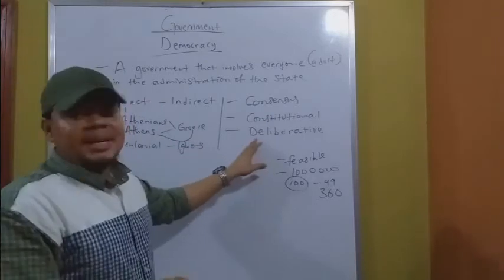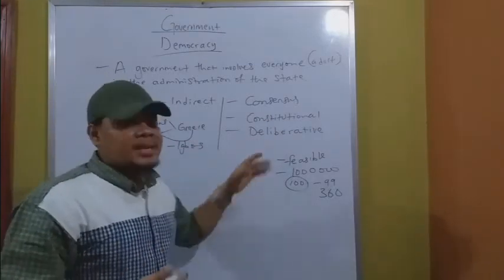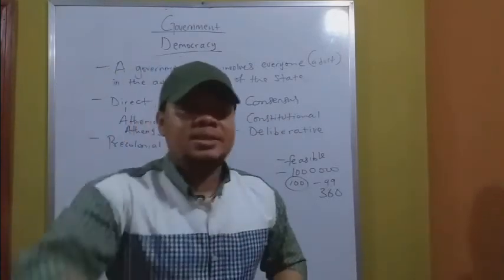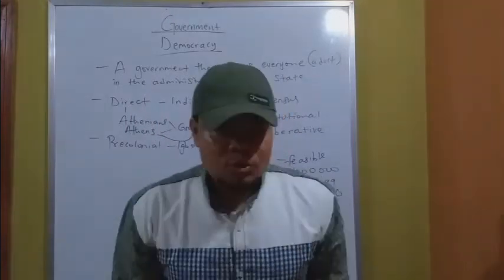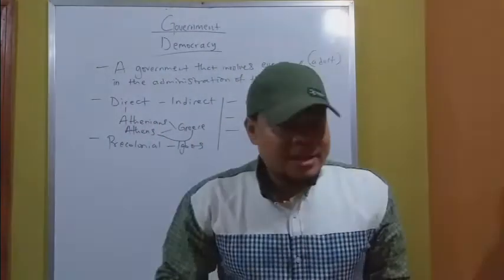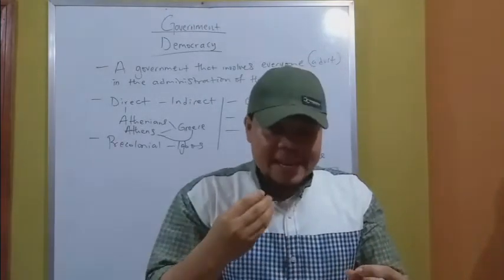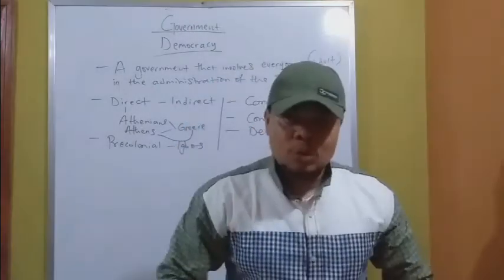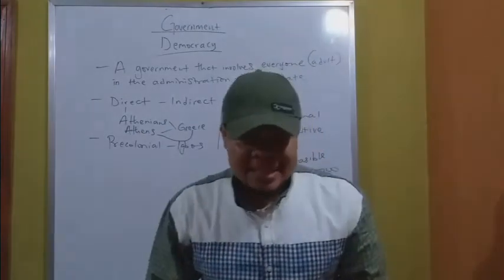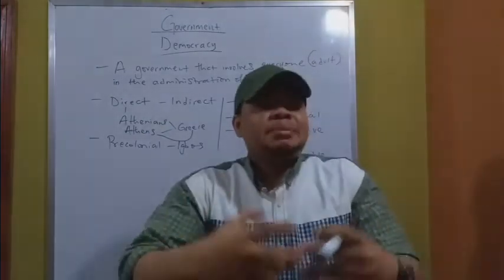Indirect. And deliberative. Deliberative democracy means that one person cannot just come and give decisions. They must discuss. No one man is too powerful. Everybody has an opinion to give. Deliberative means that there is a discussion, they are deliberating on it.